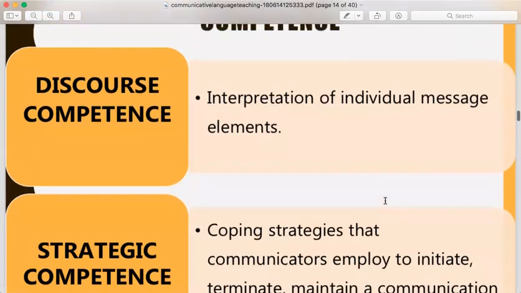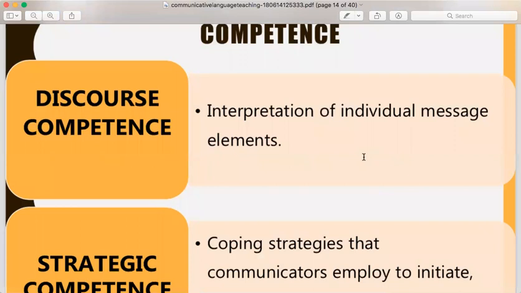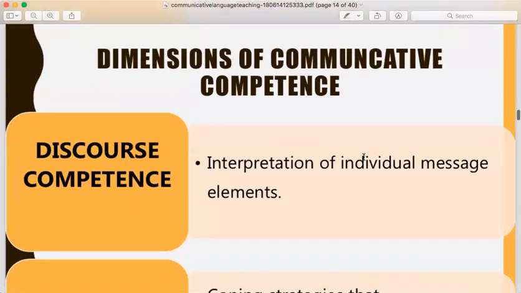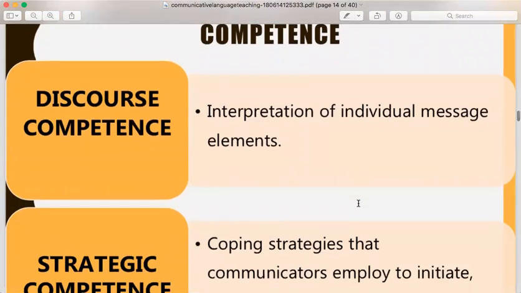Then we have discourse competence, interpretation of individual message elements. Okay, discourse, as we define, is anything beyond a sentence. Because when we talk about the functionality of the language, we do not talk about isolated sentences. So it's the interpretation of the message. Actually, function of the language is related not to the sentences, but to the message that is being tried to convey to the interlocutors, or to the participants in that particular event. So discourse, the third competence that is required under the umbrella term of communicative competence, is your discourse competence, that is interpretation of the messages and their elements, okay.